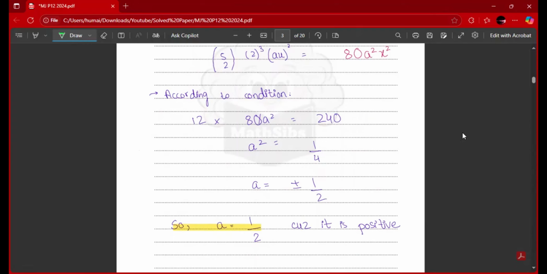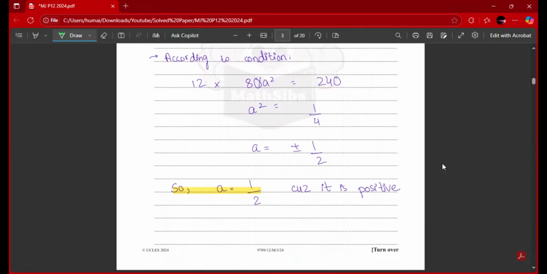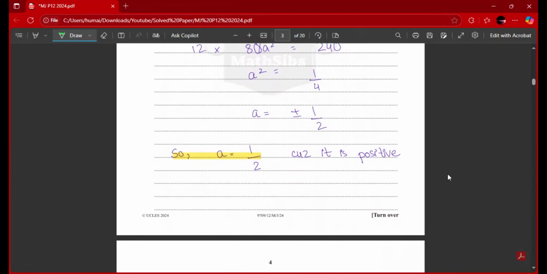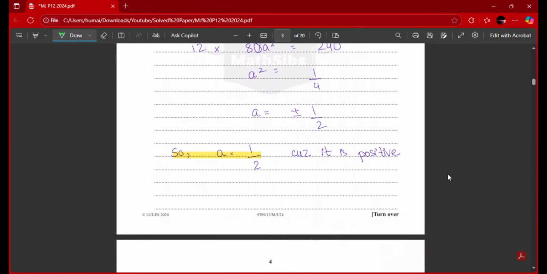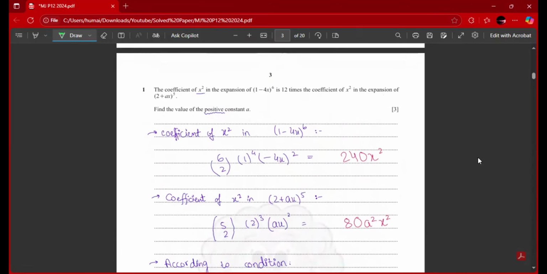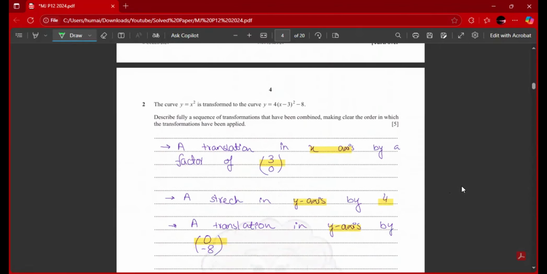Then we solve it, and after solving it, we get a squared is equal to 1 over 4. After taking the square root, we get a plus or minus 1 over 2. Now we have to decide whether a is a positive or a negative answer. It was already given that a is a positive constant. Hence, we write a is equal to 1 over 2. Moving to the next question.